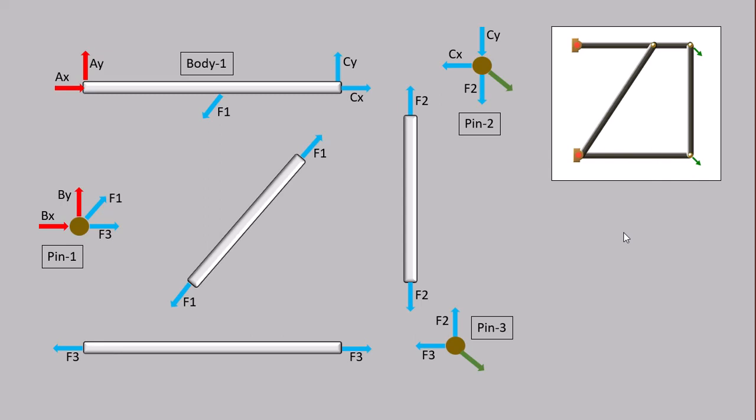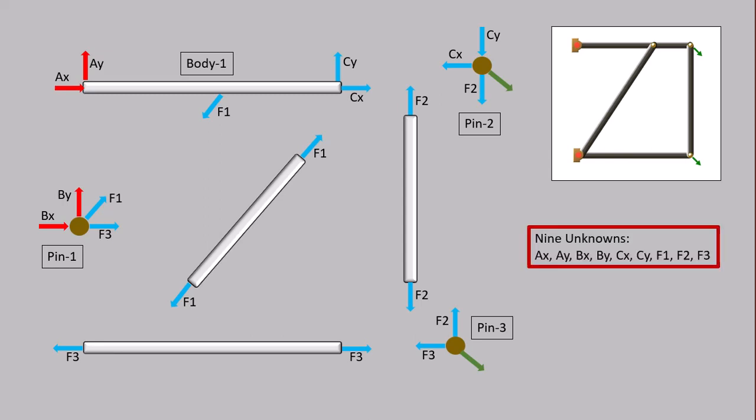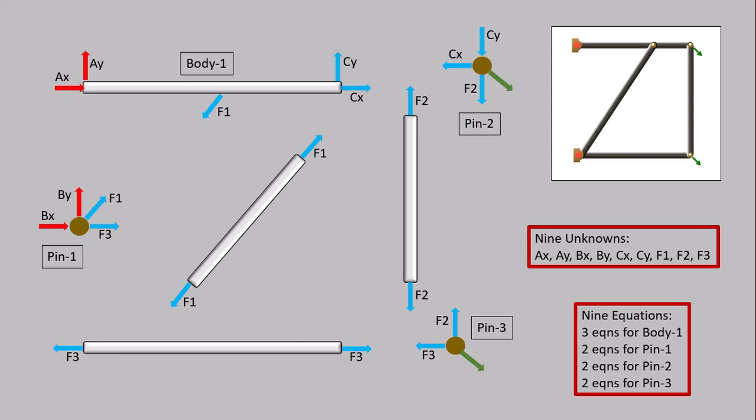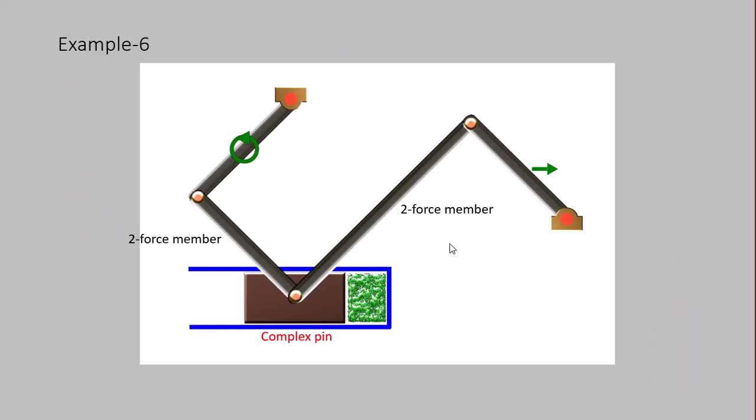Again, as before, the red forces are from the wall, greens are the loading that we applied, and the blue forces are the forces that we are interested in. And how many do we have? 9 of them. We can write 9 equations, 3 for body 1 and 6 for 3 pins.